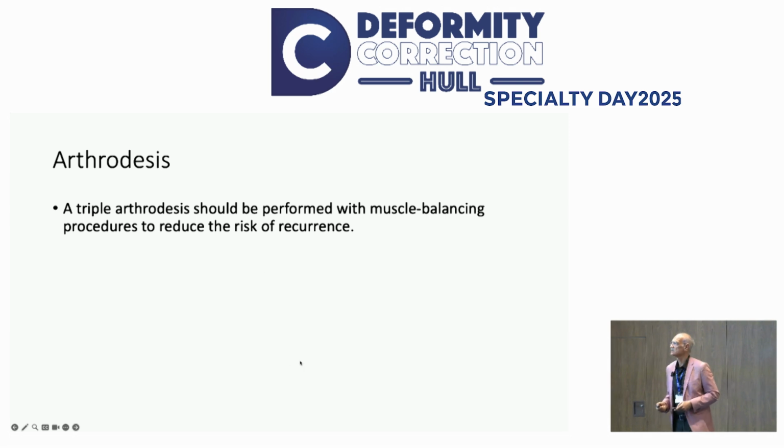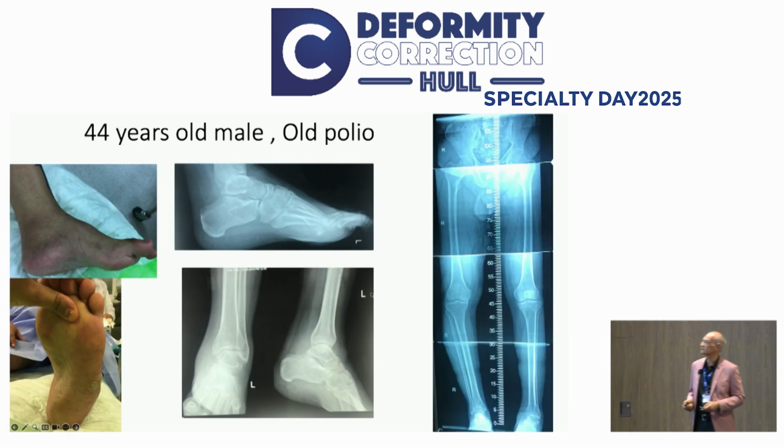Arthrodesis should be performed with a muscle balancing procedure. Again, muscle balance is very important. Like this patient, 44 years old with old polio, and he has equinocavus. Of course, we did a long film. He has varus on the other side. You have to assess the whole limb.